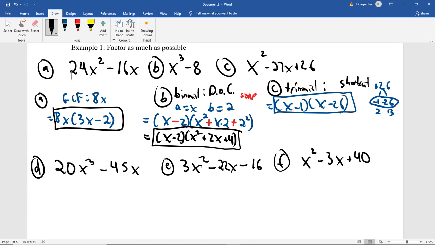All right, so once again, I'm going to give you about 15 minutes to try these on your own, and then we'll come back and do them. So again, process: see if there's a GCF, then count the terms. Binomials are formulas, trinomials are shortcut or AC method, 4-term polynomials is the factor by grouping method. That's all we have so far.